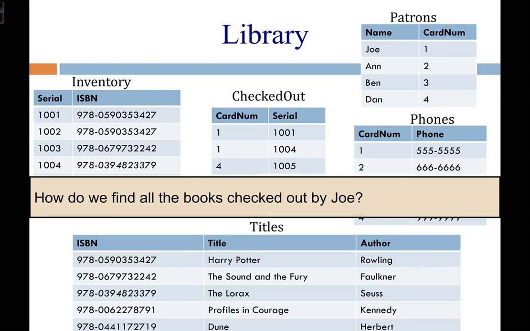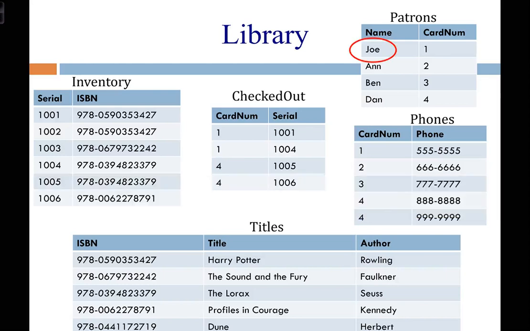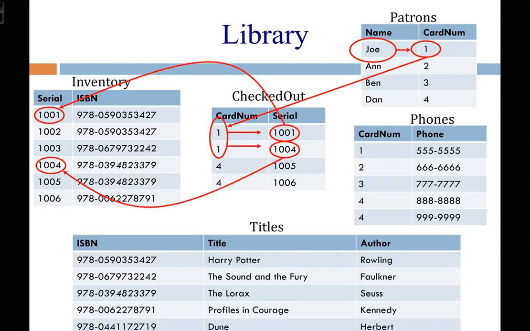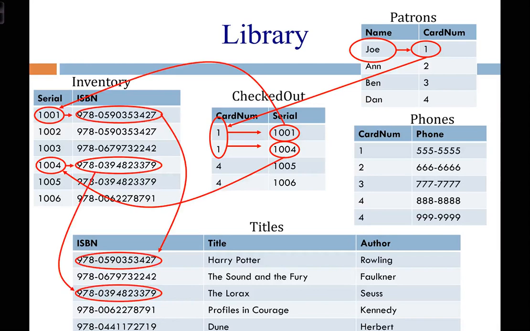The only information we have is Joe. So we have to go there first. We know that Joe is a name, so we go to the patrons table and we find Joe. Because there is a tree built around the name column, we can quickly find Joe. That gets us to his card number. That lets us search in the checked out table, which gets us to some serial numbers. That lets us search in the inventory, which gets us to some ISBNs and so on. Now, we've gone through several levels of indirection, but we have found all of the books checked out by Joe. We can get their title or author or whatever we need. Okay?